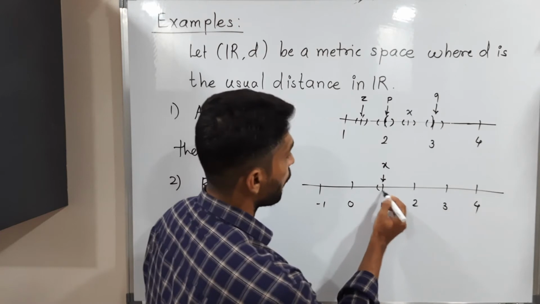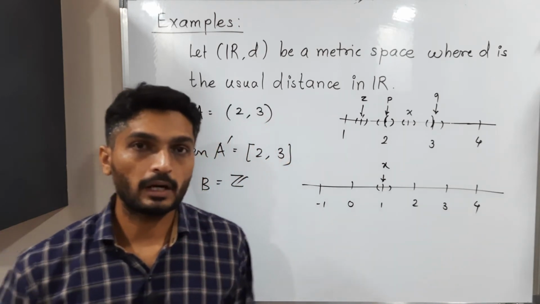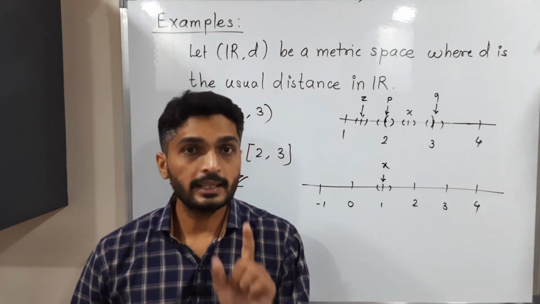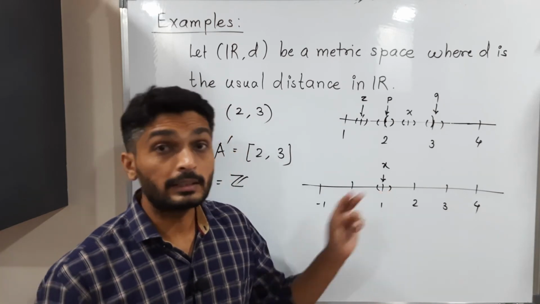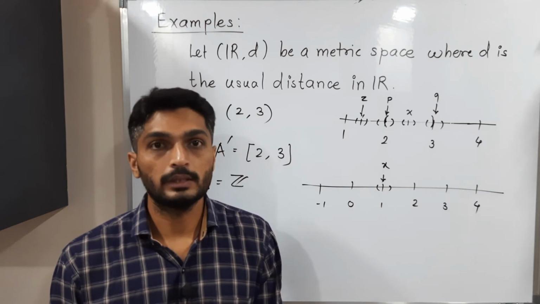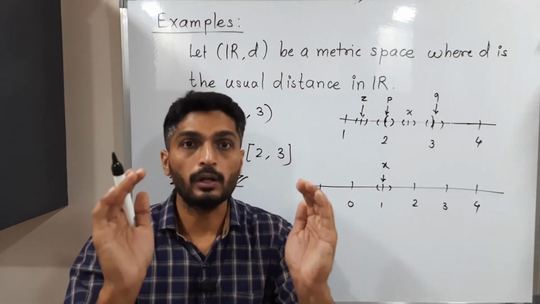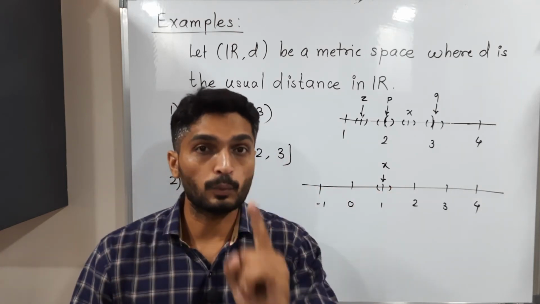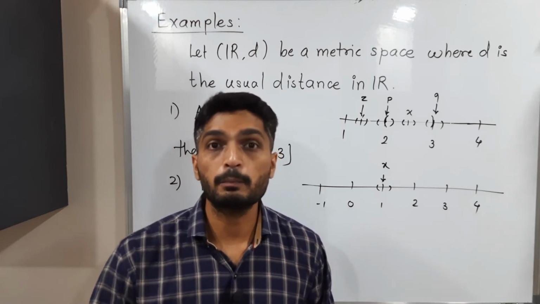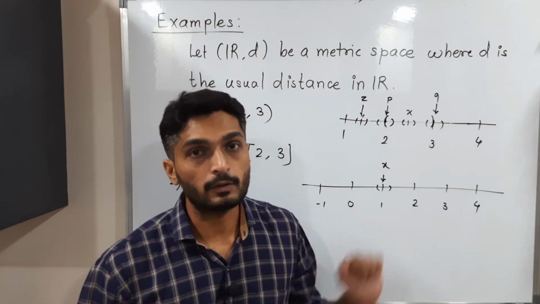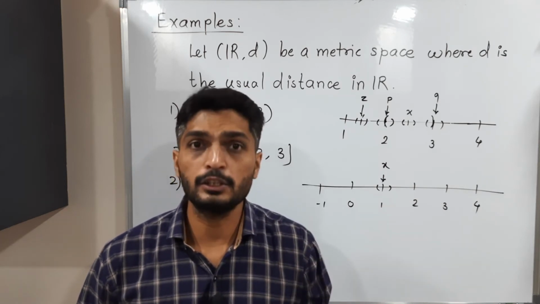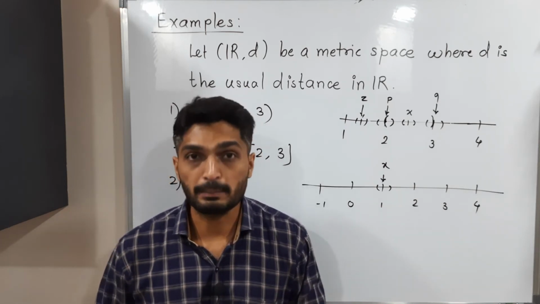If you draw a small ball around 1, is there any integer other than 1? No. In this open ball, there is only one integer, which is 1. But you remember in the definition of limit point, we remove the center of that ball. Getting? So you cannot consider 1. But other than 1, is there any integer? No. So 1 is not a limit point.